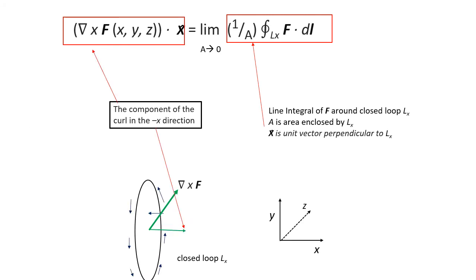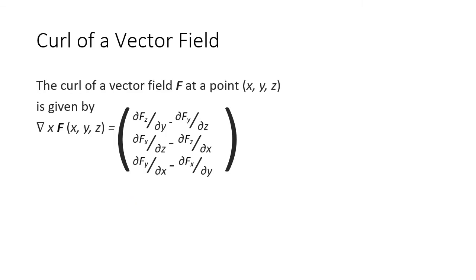And you can calculate the component of the curl in the x and z direction in a similar way. In this diagram here, I've just shown how the component of the curl in the x direction is calculated. Mathematically, you can express the curl of a vector field at a point in terms of the partial derivatives with respect to x, y and z as shown here.